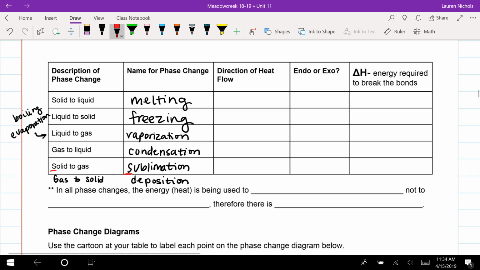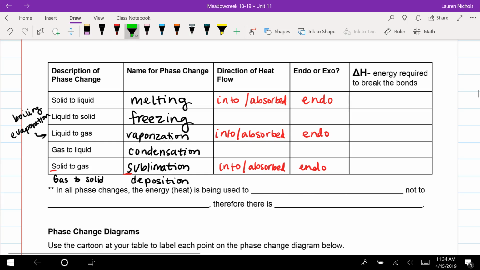So for direction of flow, we want to talk about is heat being absorbed or released? Is it going in or out of our system? In order for it to melt, heat has to flow into the system. So it's flowing into or it's being absorbed, which means that's an endothermic reaction. It's going to start to feel warmer. The other phases that do that are vaporization, which is absorbing heat in order to change from the liquid to a gas phase, as well as sublimation, which is going into or being absorbed. It is an endothermic process.